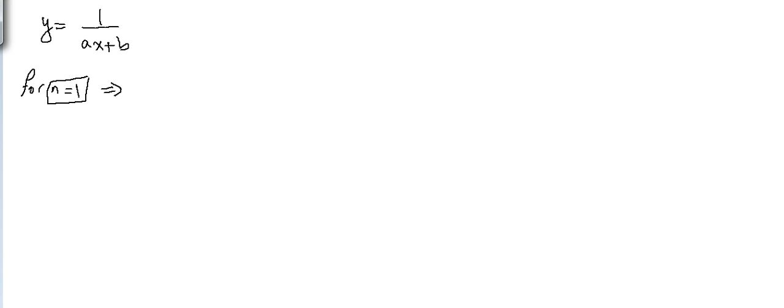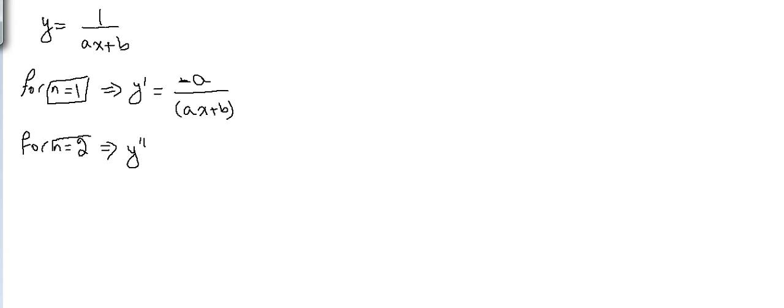The first derivative is, okay, this is u over v, so it's u prime v minus v prime u over v squared. Derivative of 1 is 0, times ax plus b is 0, minus derivative of ax plus b is a, times 1, it's a, over ax plus b squared.